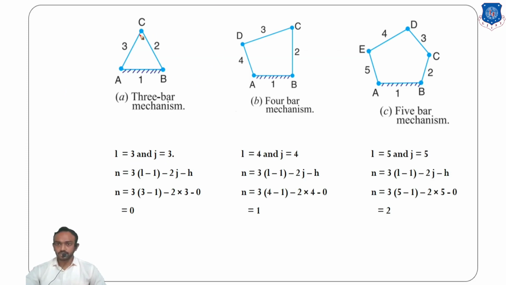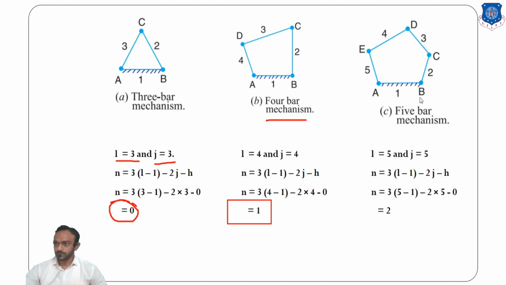So first you can see here 3 links connected to each other. How many degrees of freedom? You can see there is no possibility of motion in this mechanism. So we take 3 links and 3 joints, put them in the Kutzbach equation, and we find the degree of freedom is 0. Next, the 4-bar chain mechanism: number of links is 4, number of joints is 4. Put that in the formula and you can find the degree of freedom is equal to 1.